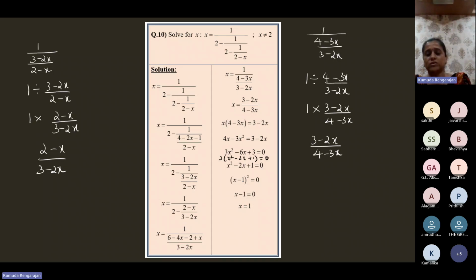That's nothing but x minus 1. You can also split the middle term. You'll get (x - 1) into (x - 1). I've used the identity. So (x - 1) the whole square is equal to 0. x minus 1 is equal to 0, which means when you transpose, x is equal to 1.